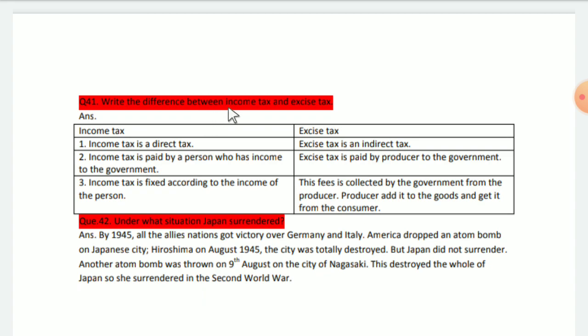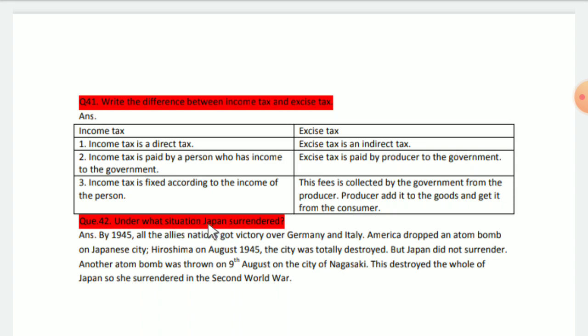Write the difference between income tax and excise tax. Income tax is a direct tax and excise tax is an indirect tax. Income tax is paid by a person who has income to the government. Excise tax is paid by the producer to the government. Income tax is fixed according to the income of the person, and this fee or excise tax is collected by the government from the producer. The producer adds it to the goods and gets it from the consumer.